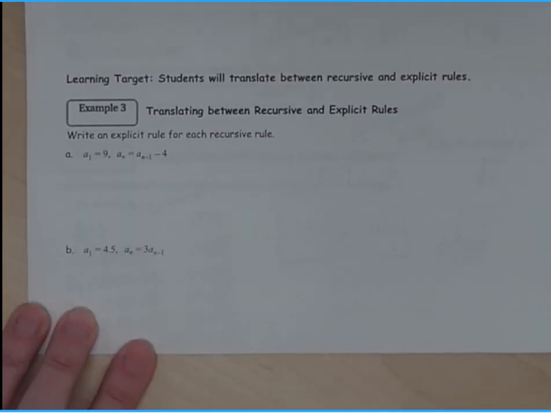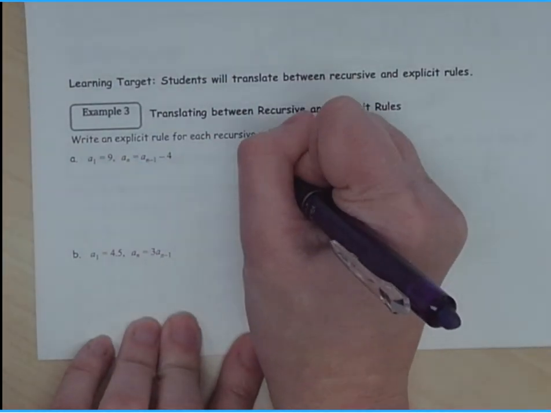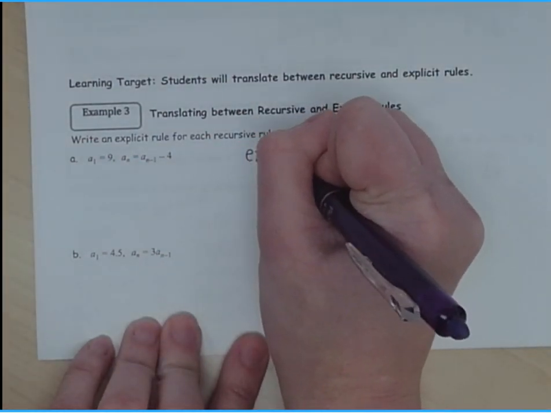All right, so here's what we're going to do. We're now going to translate between the two. So given one, can you give me the other? So I want to look at writing an explicit rule for a recursive rule. Okay, so that means I want an explicit rule.